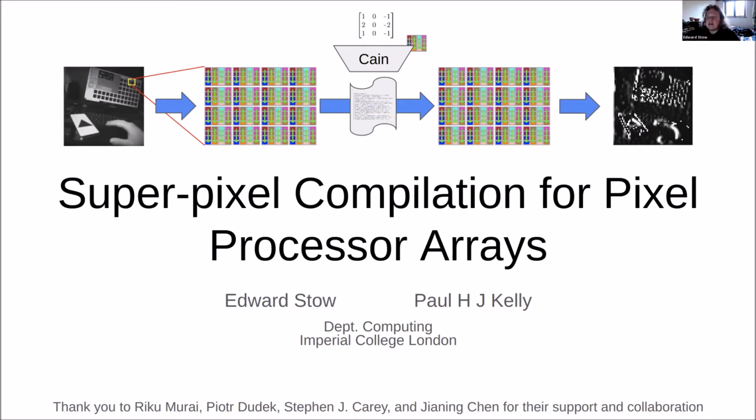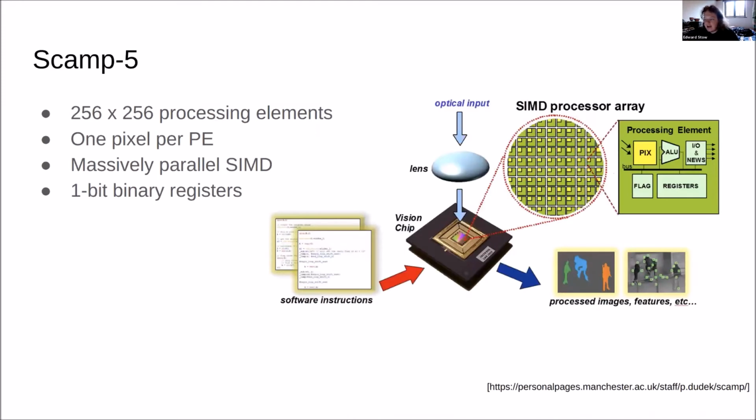Basically, the idea is that we want to make it easier for people to take their convolutional kernels and actually get them running on focal plane sensor processors, in particular SCAMP5. So a quick recap of what SCAMP5 is. We have a 256 by 256 array of processing elements, and each one of these elements has its own little pixel. So this is a massively parallel SIMD design where every processing element is receiving and executing the same instructions at the same time.